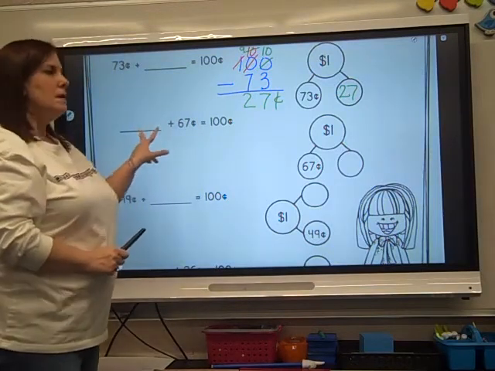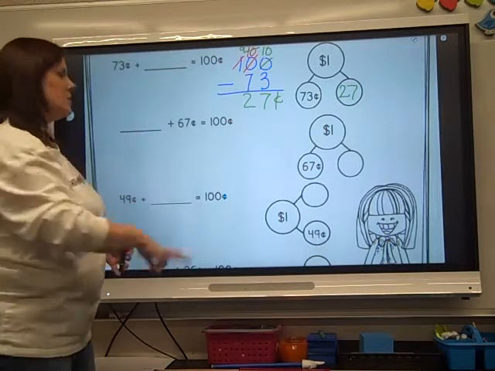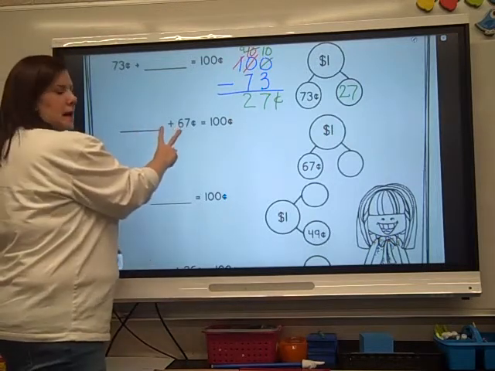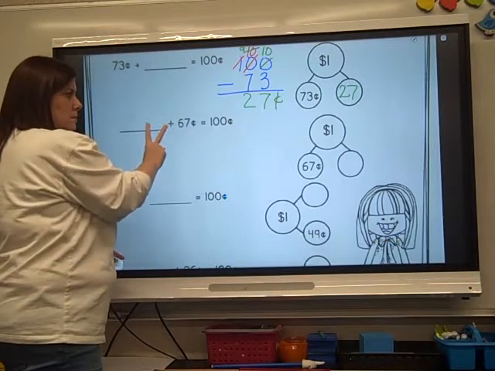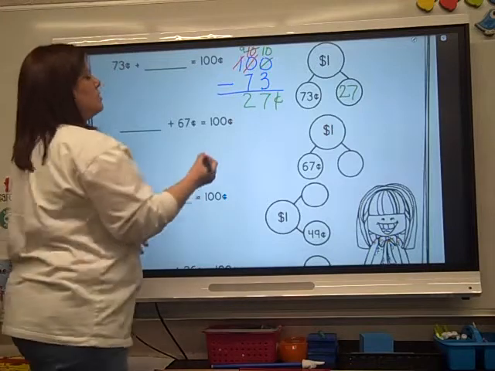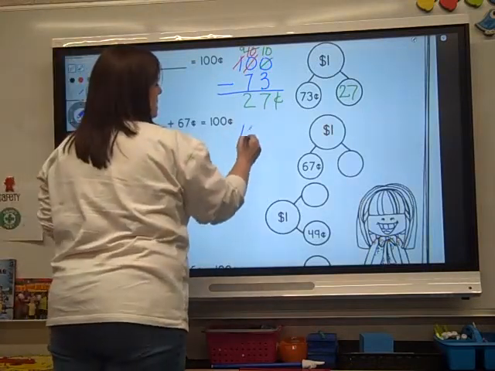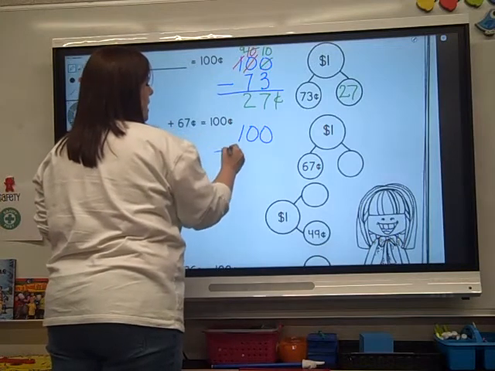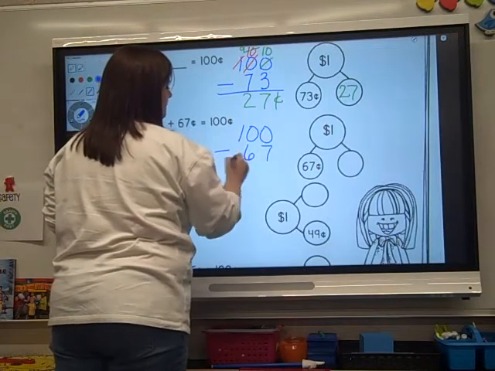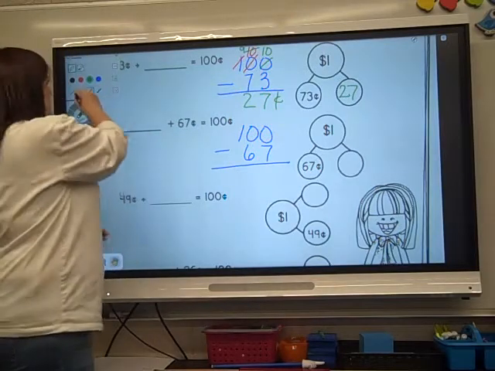Look, again, now we don't know what we started with, but same thing. Use your two-finger strategy. Can I add? No. So I've got the opposite of add is subtract, so let's do a subtraction problem. Let's do 100 cents subtract 67. Alright, let's see who remembers what to do.